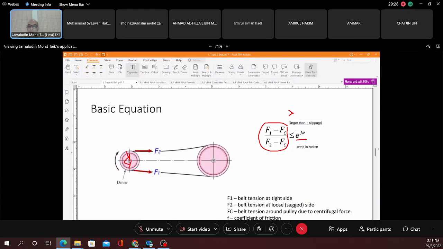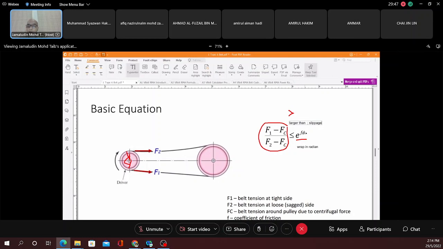That is very important. What you should do is make sure the motor you install at the driver has smaller power than this value. That's very, very important. If you put in larger power, there's going to be slippage. Basically, the pulley just rotates, and the belt doesn't move.